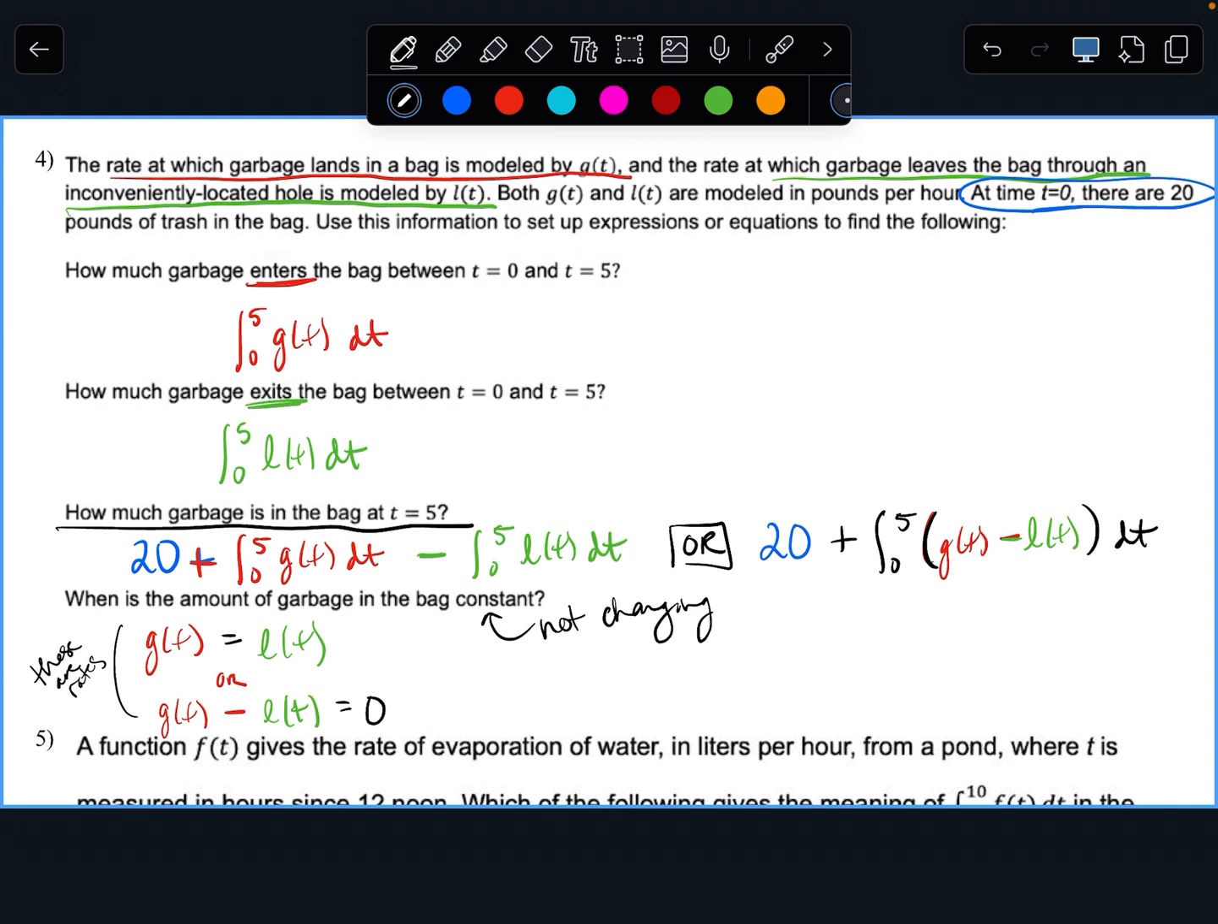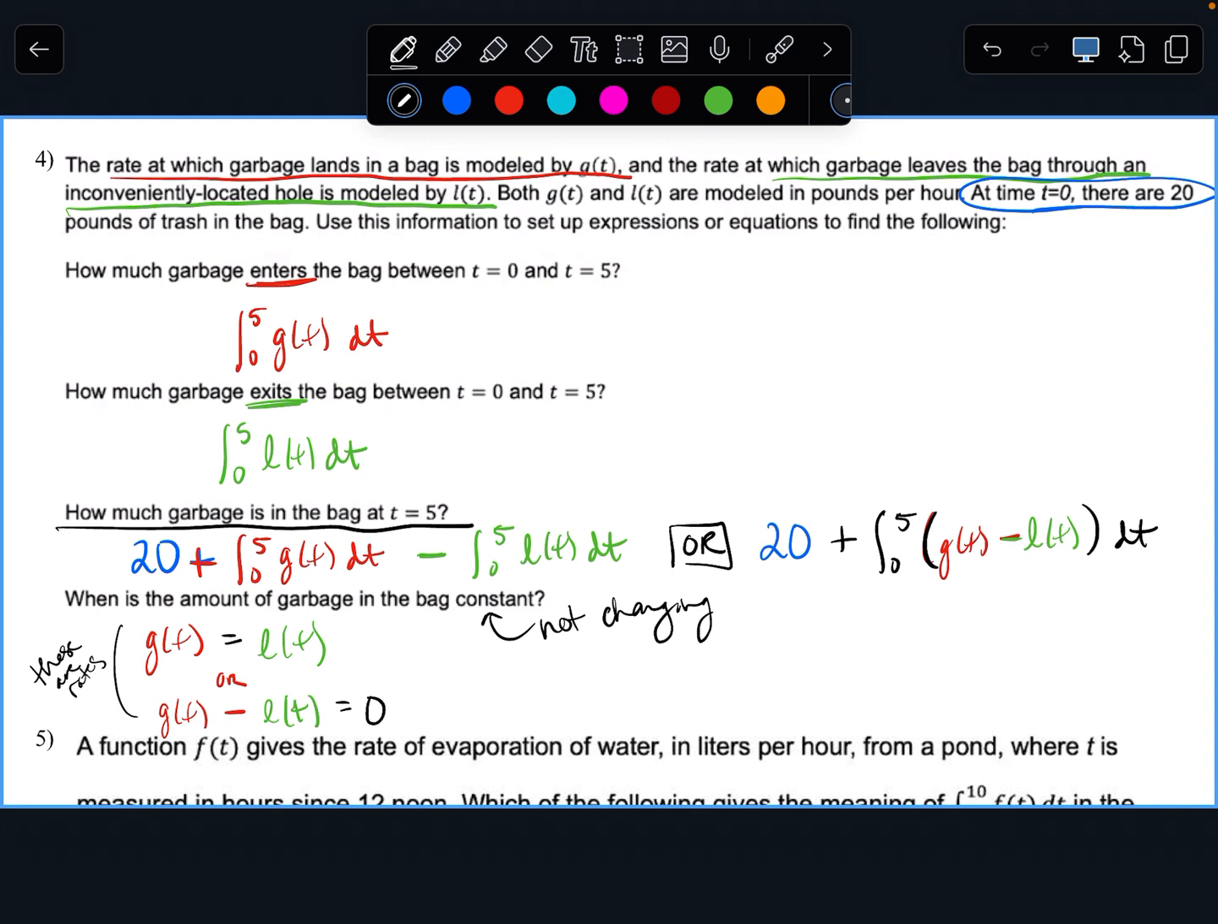You could put the G of t and L of t together because they're in the same bounds. So I put both of them there. And then, when is the amount of garbage in the bag constant? So I was like, well, what does that constant mean? That means that it's not changing. Like it's staying how it is, you know?